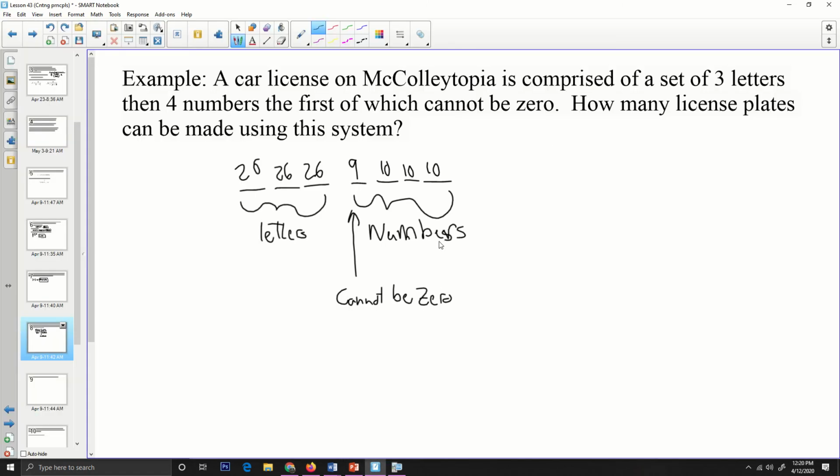1581, 84, and then three zeros. So 158 million license plates. License plates. That's a lot. A lot of cars.